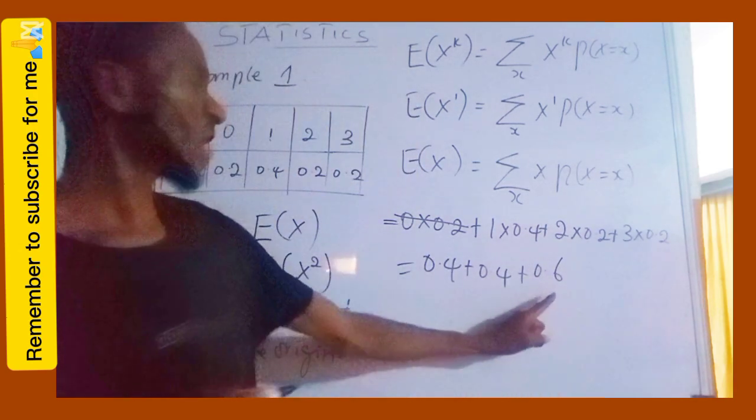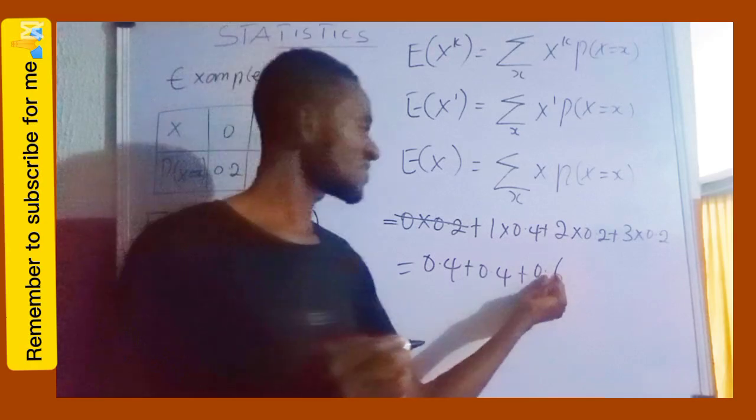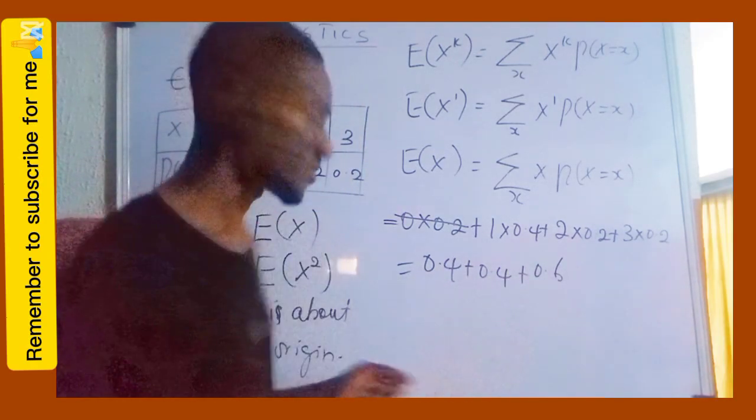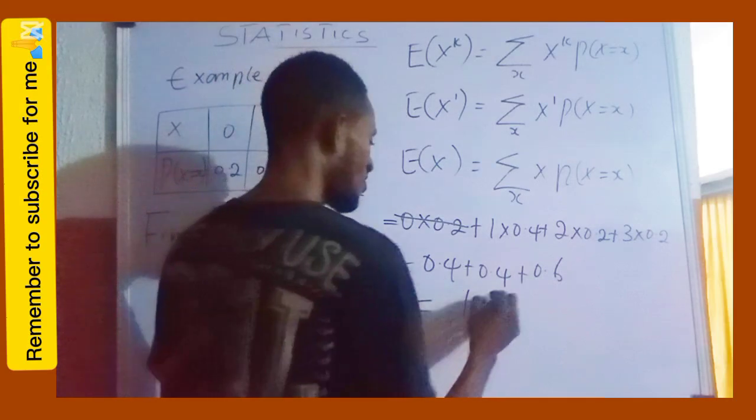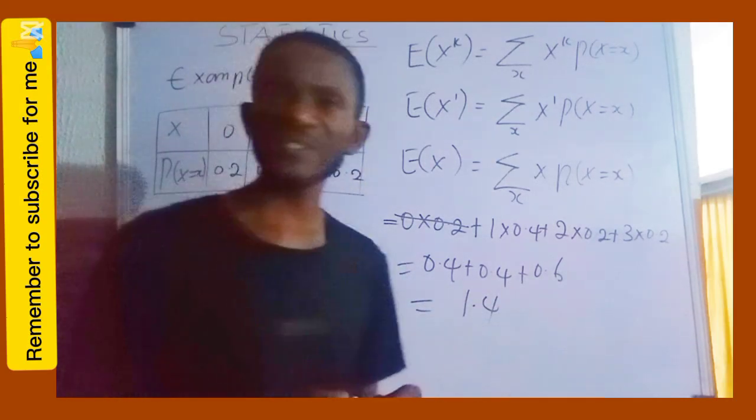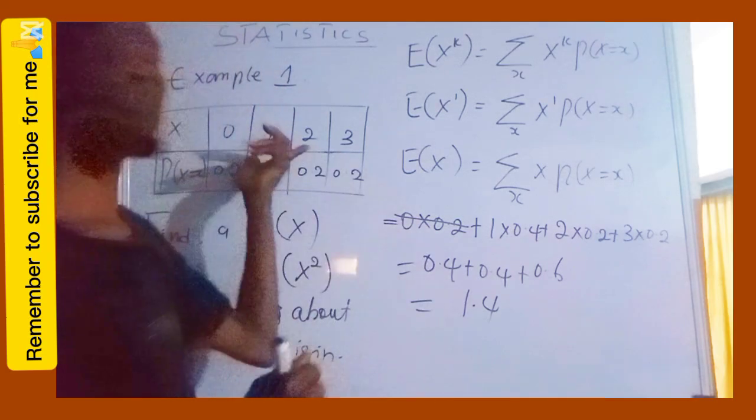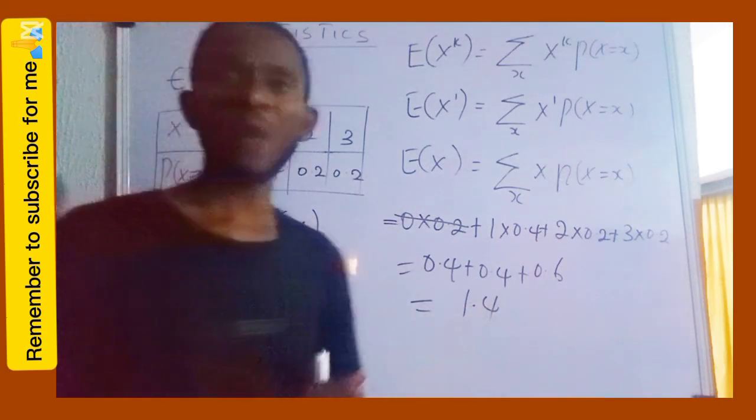So it is now for us to add. 0.4 plus 0.6 has already become 1. 1 plus this 0.4 will give me 1.4. So this thing becomes 1.4. So the first theoretical moment about 0 in this problem I have on the board is given as 1.4.